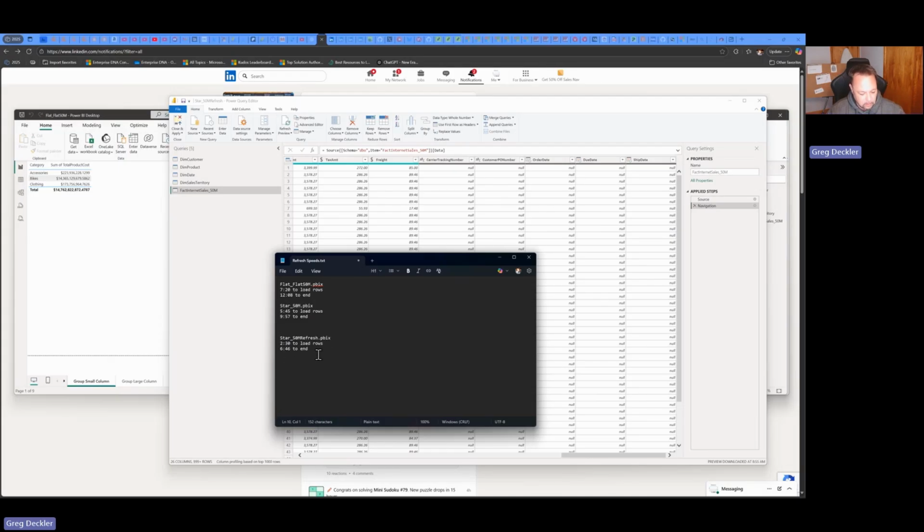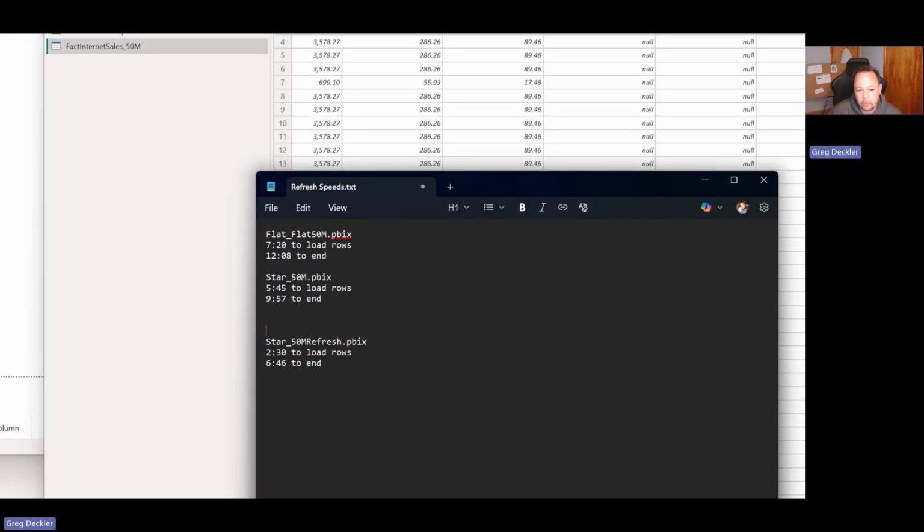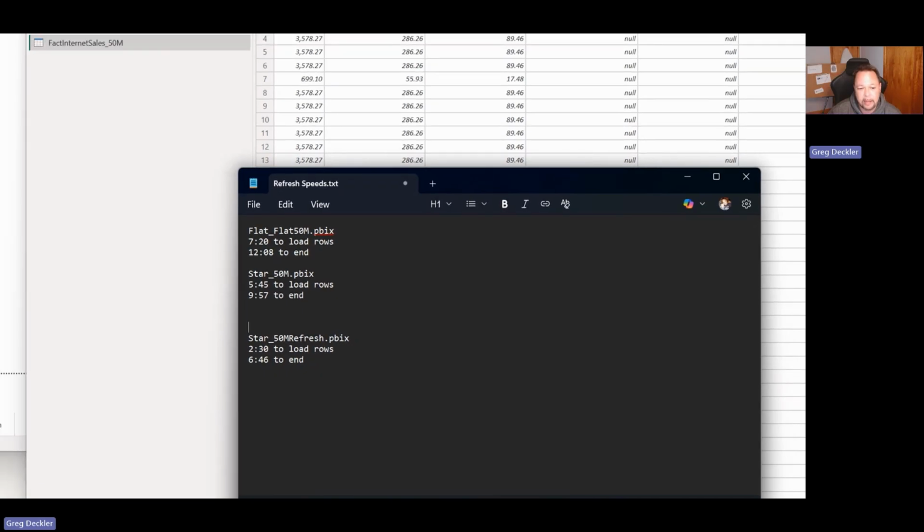And so here, right, this one took 2 minutes and 30 seconds to load the rows, significantly faster, and it took 6 minutes and 46 seconds until the end. So you're talking about like half the time, right, in terms of the overall load time versus loading up the flat table, right? Overall, almost 50% faster.